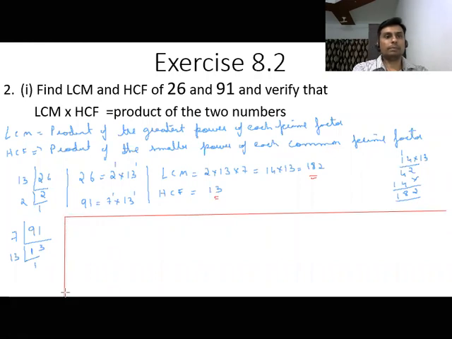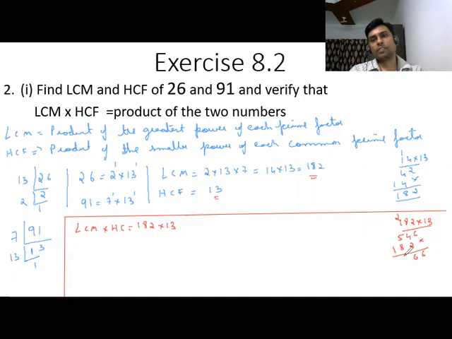Now I will multiply them. I have to show LCM into HCF is equal to the product of the two numbers. So first LCM into HCF. That is 182 into 13. Multiply 182 into 13. 3 2s are 6. 3 8s are 24. 3 1s are 3. This is 2 8 1. So 6, 6. 8 plus 5, 13, 2. 2 3 6 6.